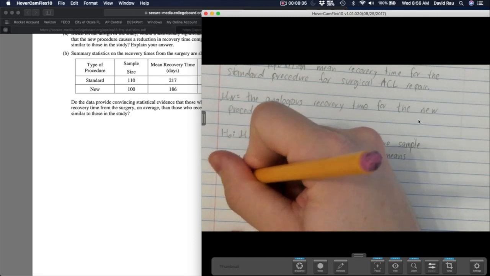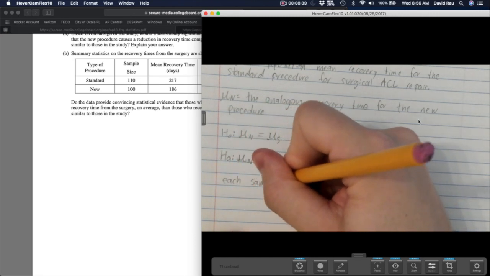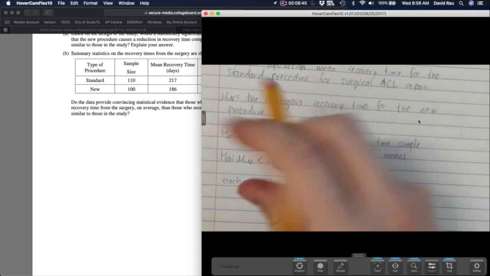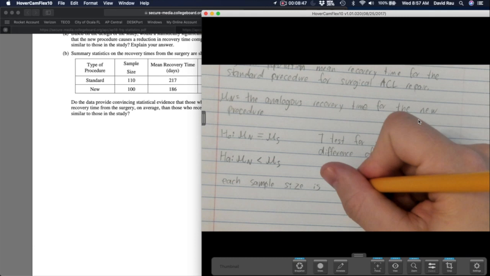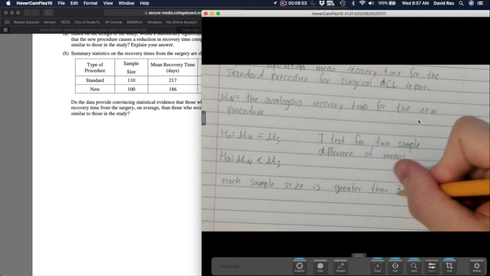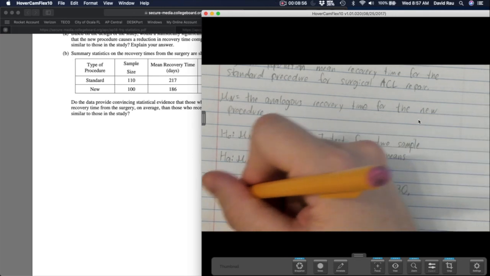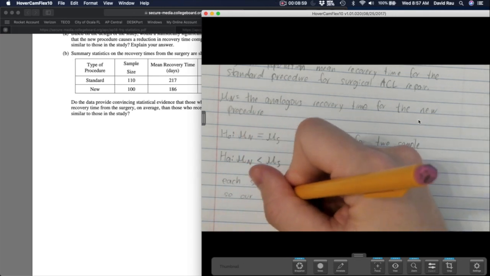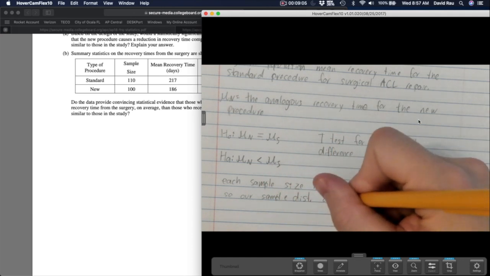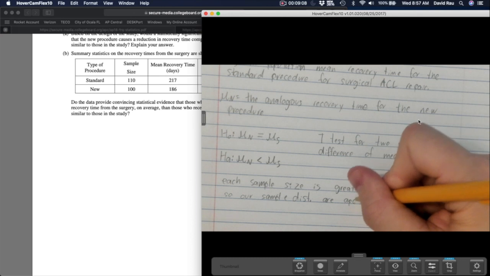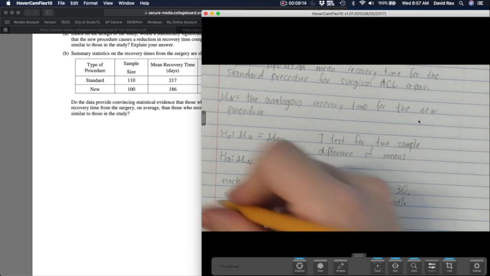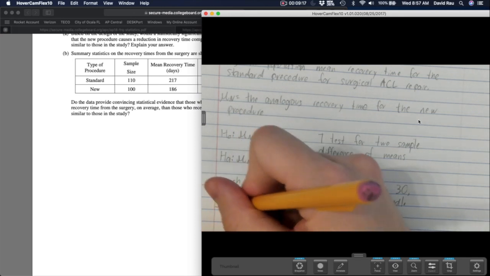So each sample size is greater than 30. So our sample distributions are going to be approximately normal. That's one. We did obtain samples randomly.